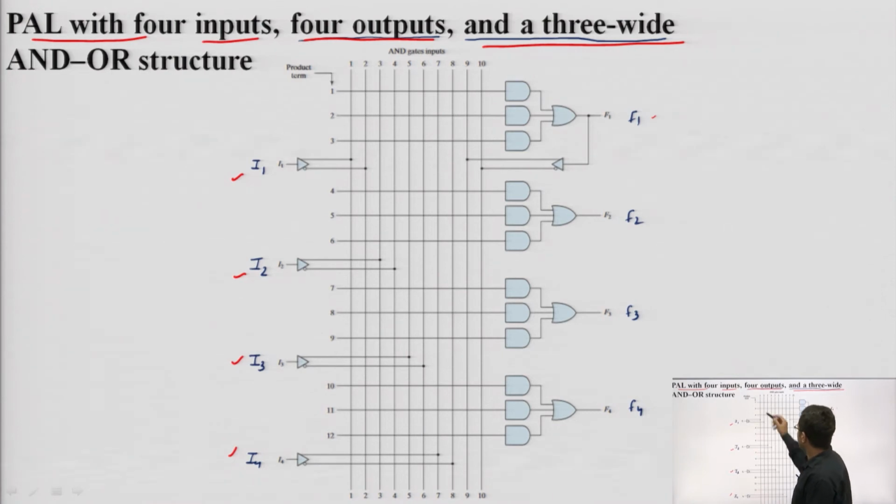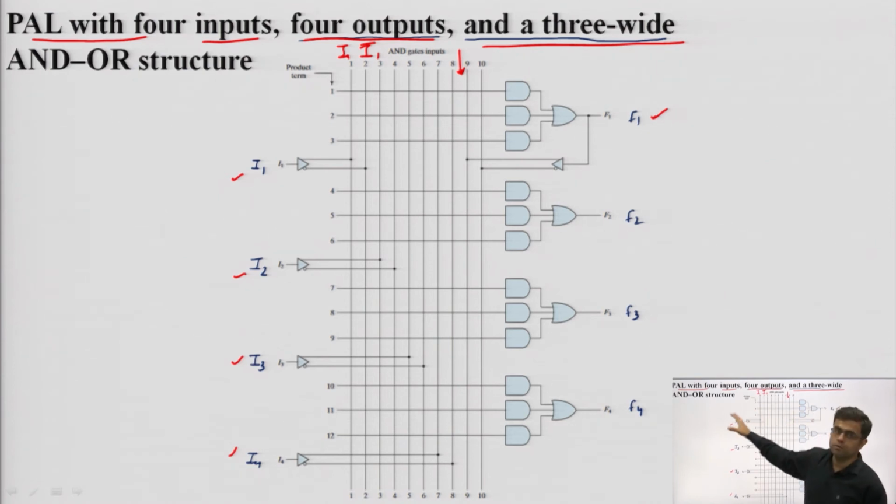First two are I1 and I1 complement. Similarly, third and fourth are for I2 and I2 complement. Then I3, I3 complement, I4, I4 complement. So the 8 up to here are for the inputs. And there is one option of feedback for this one as well. The output of this structure can be used as an input for any other output. This will be more clear when we implement a question which uses this feedback kind of connection.